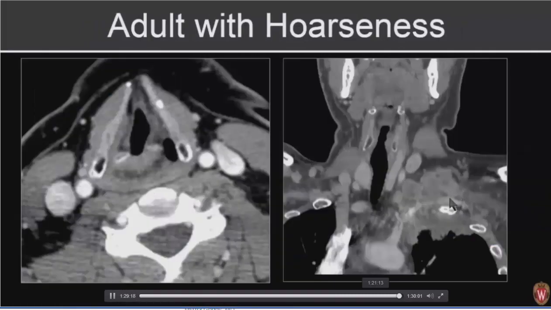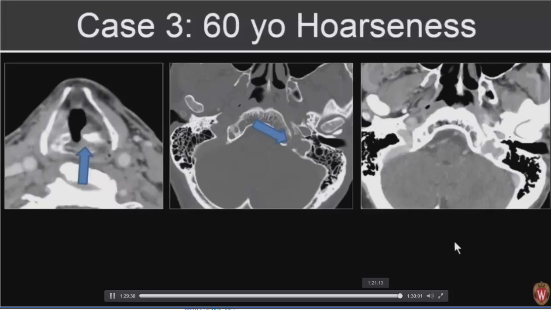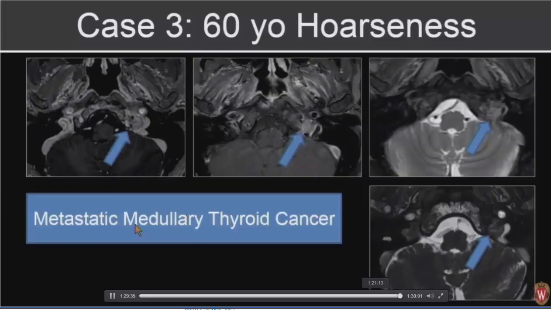A different patient who's coming in with hoarseness. Now we want to think about the recurrent laryngeal nerve. So we have this medialized cord, but also want to think about lesions within the thoracic cavity, and this turned out to be a Pancoast tumor. So let's look back at our index case. This is a patient with hoarseness. We can see this patient actually had a diagnosis of thyroid cancer, and this was metastatic medullary thyroid cancer.